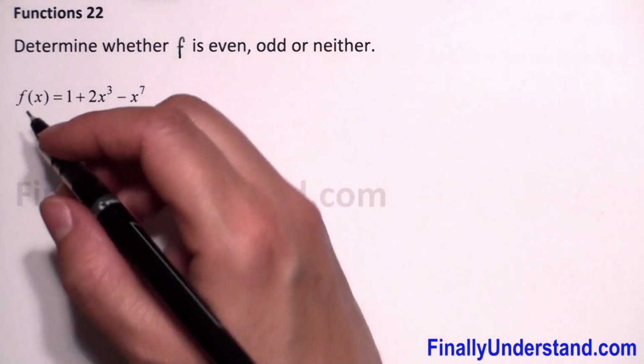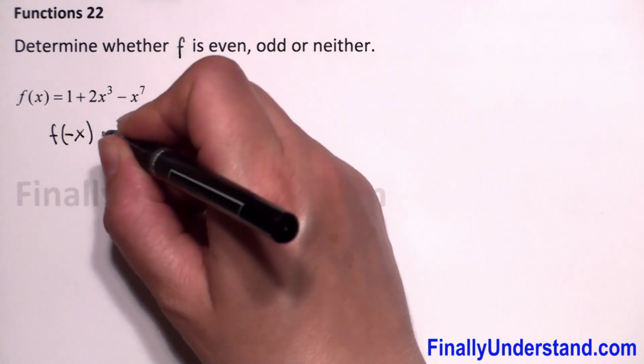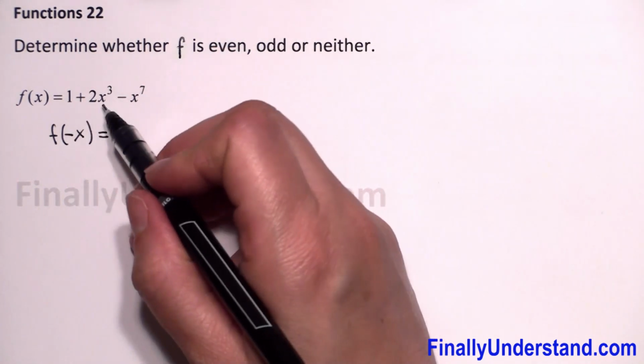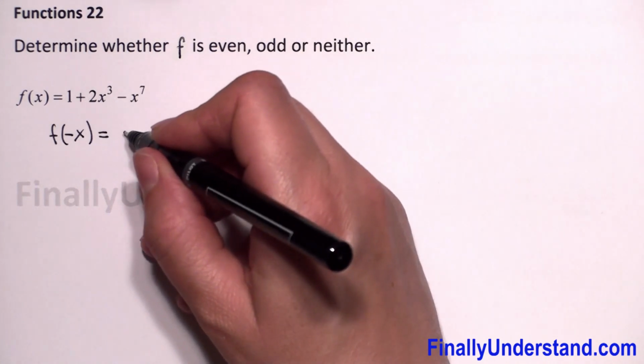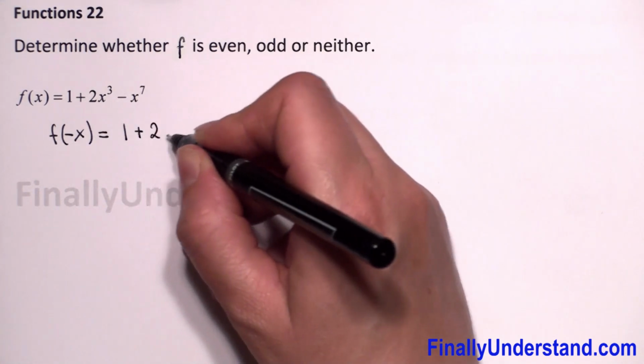We have to check if our function is even, odd, or neither. So we have to check how our function f behaves for f of negative x. So let's see. I have to replace x by negative x. So it will be 1, we copy, plus 2.